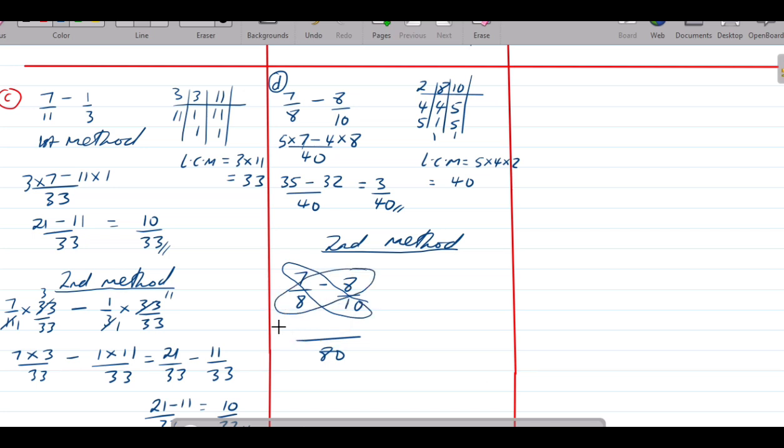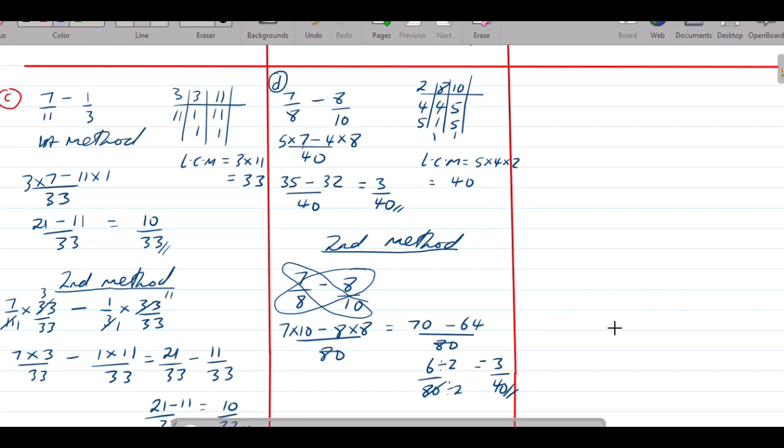So multiplying this, that will be 7 times 10 minus 8 times 8. And this will be 70 minus 8 times 8, which will give me 64. Everything over 80. So 70 minus 64 will give me 6 over 80. I can still simplify further by dividing each number by 2. So 2 can go in 6, that's 3 times. And 2 can go in 80, that's 40 times. So our final answer will be 3 over 40, which is still the same thing as the answer we got earlier.